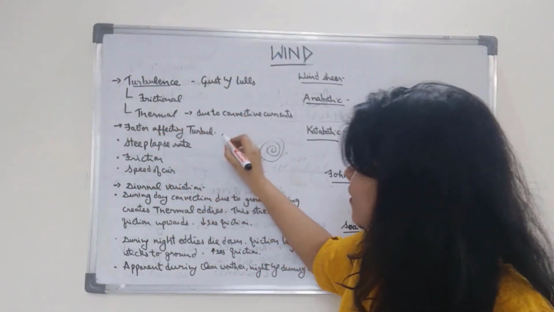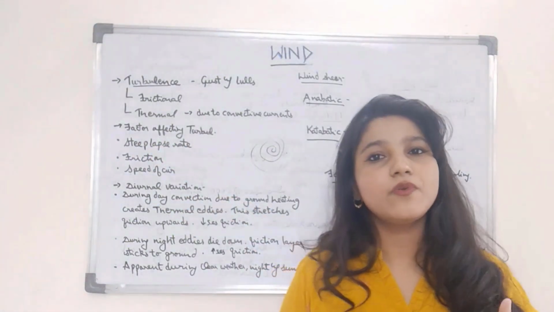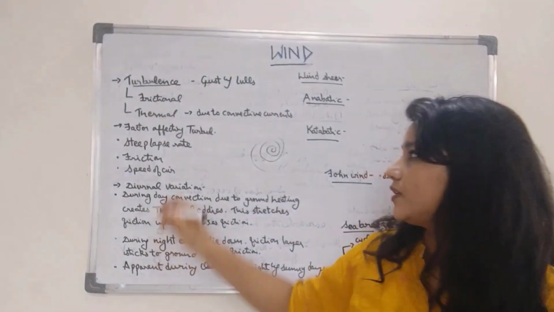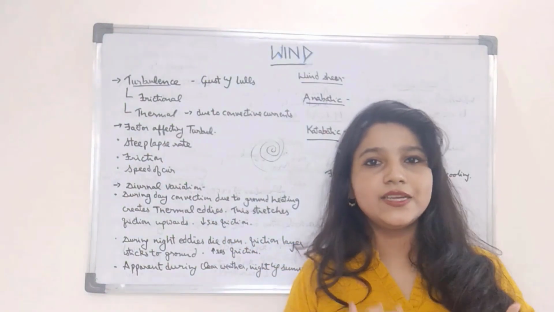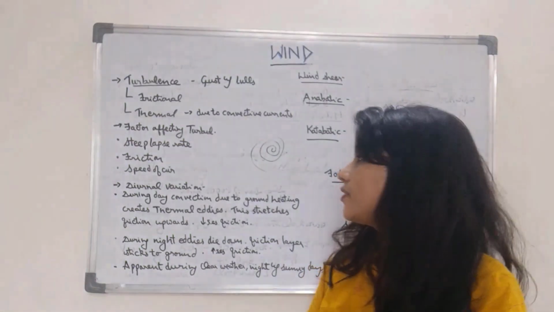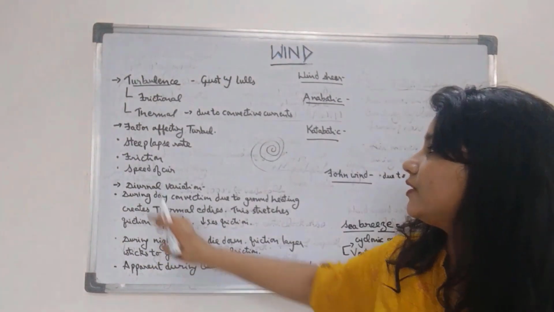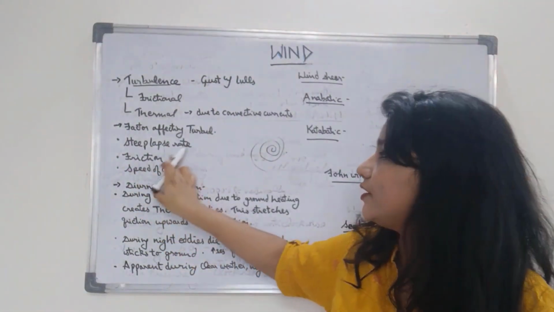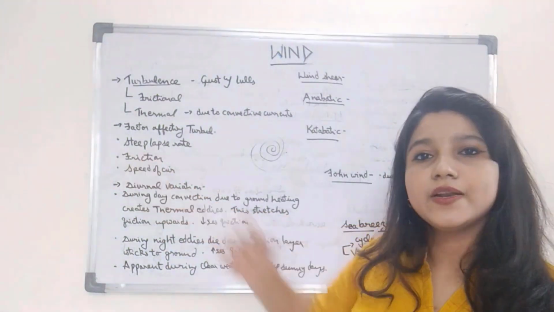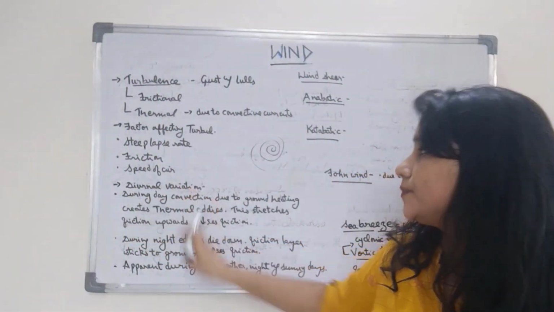Then the factors affecting turbulence. We have steep lapse rate. As we go to higher altitude, the temperature will decrease. This is called lapse rate, and steep lapse rate is a sudden decrease of temperature as we go to higher altitude. Then we have friction. When the friction increases, we'll have more turbulence. Then the speed of air is also related to the friction. When the speed of air increases, it affects the friction taking place between the aircraft and the air. Then we have diurnal variation.